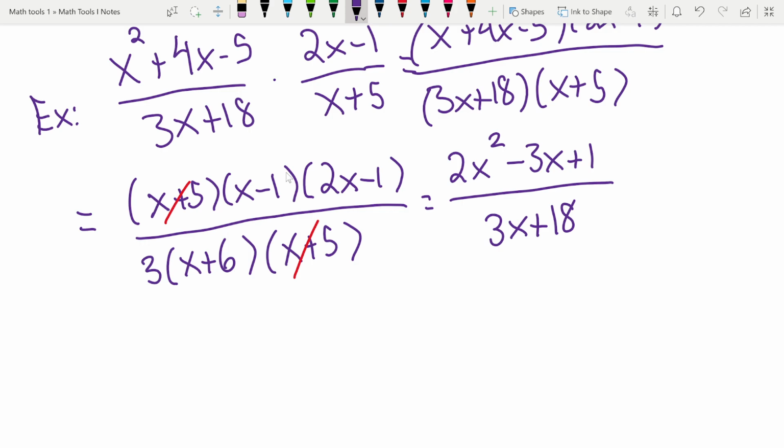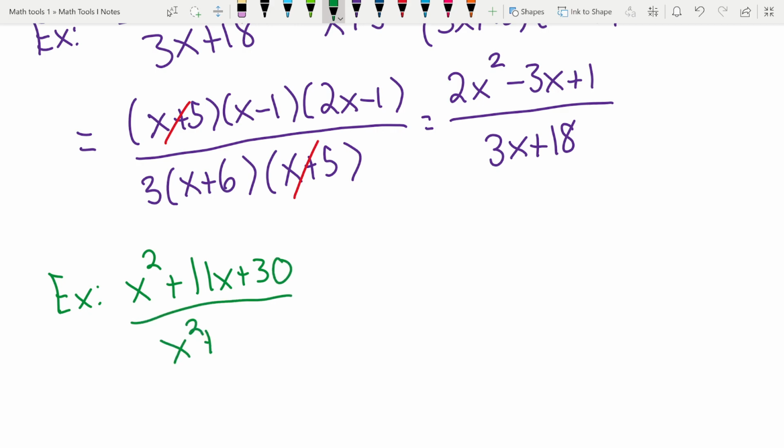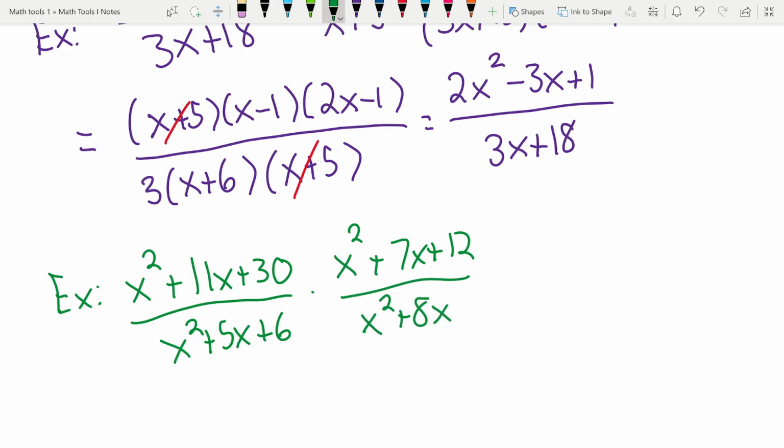Okay, so let's do another example. So now we'll say x squared plus 11x plus 30 over x squared plus 5x plus 6 times x squared plus 7x plus 12 over x squared plus 8x plus 16.